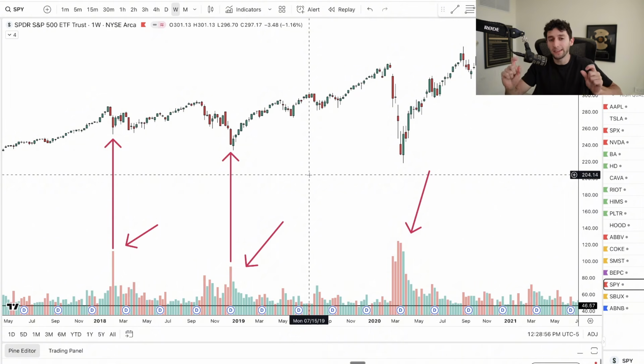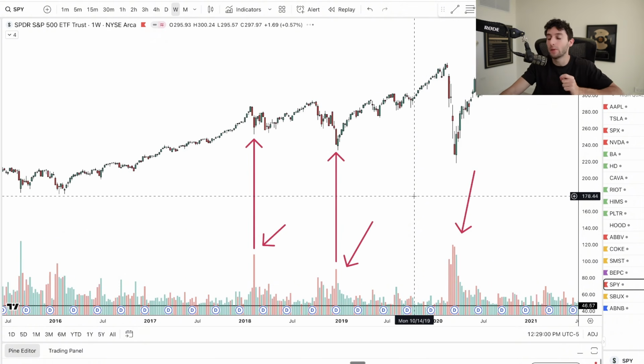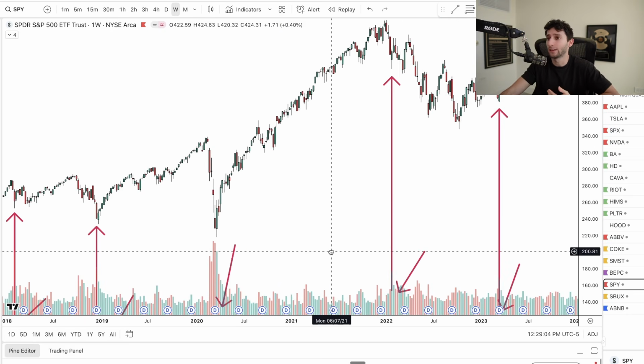So volume is the key indicator you want to look at. And when you see relative increased volume, that's going to be the identifier of when price actually decides to reverse.